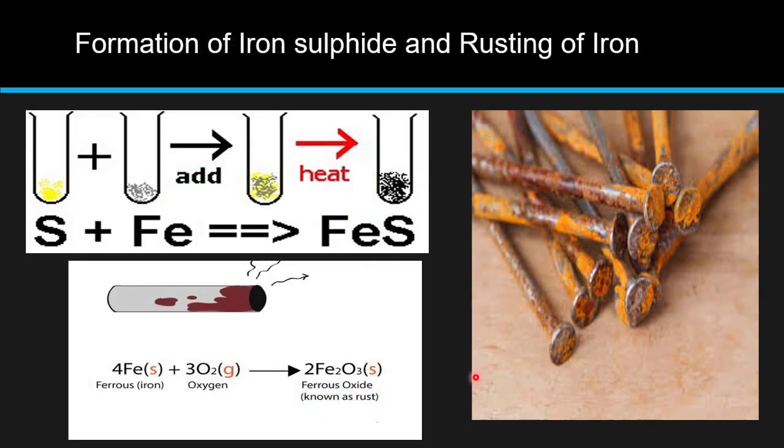Then we have studied the two common examples of chemical reaction. First of all, we have studied the formation of iron sulfide. We have two reactants in this, sulfur and iron. Both of these react together in the presence of heat to form iron sulfide, a black mass. Then we have studied about the rusting of iron. In this reaction, iron reacts with oxygen of the air to form ferrous oxide or iron oxide, which is the chemical reaction called rusting of iron.